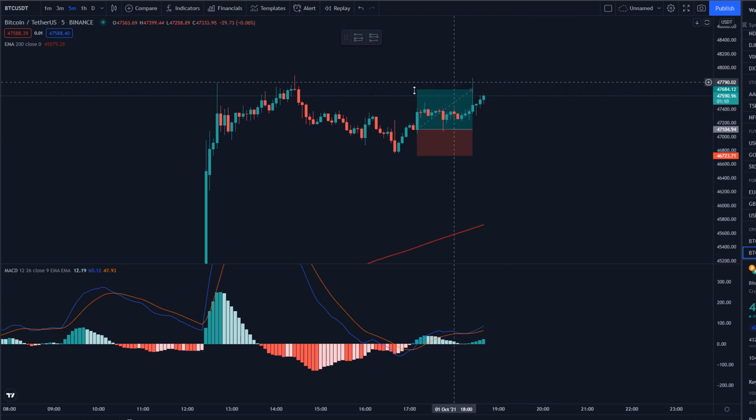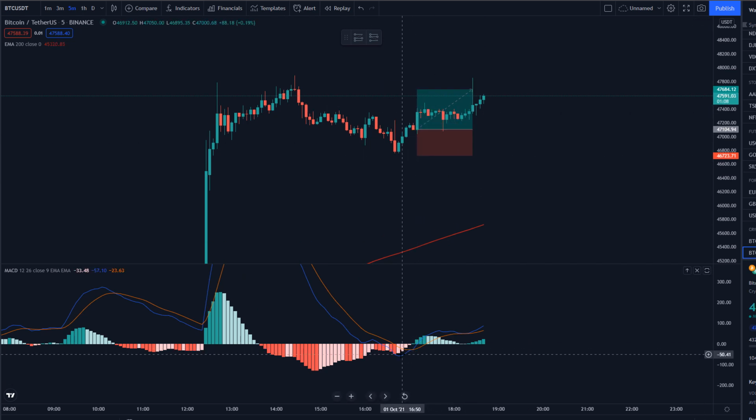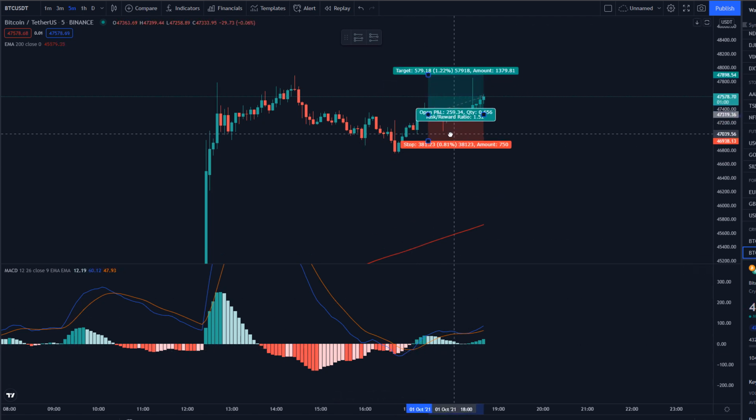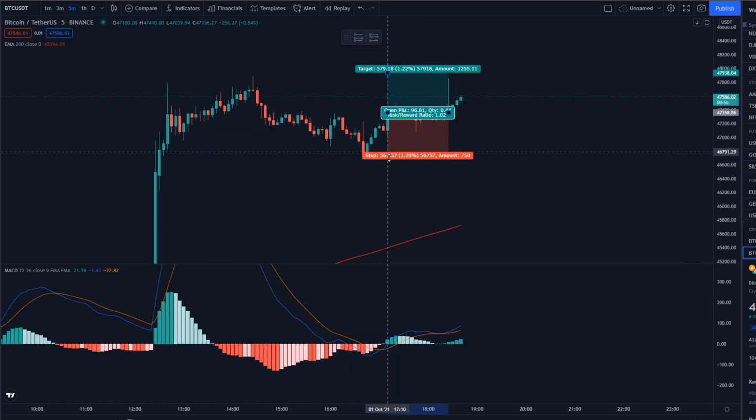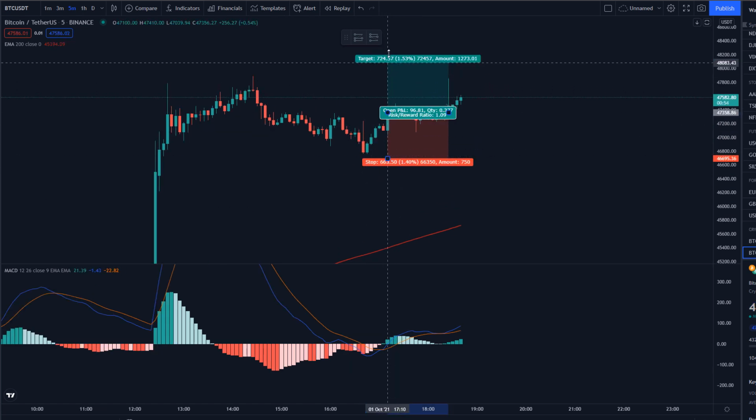So this should be a long position because the blue trend line, the MACD line, crosses above the orange line. That is a buy signal. Wait, I would enter here, by the way. We didn't reach it yet. This was fake.